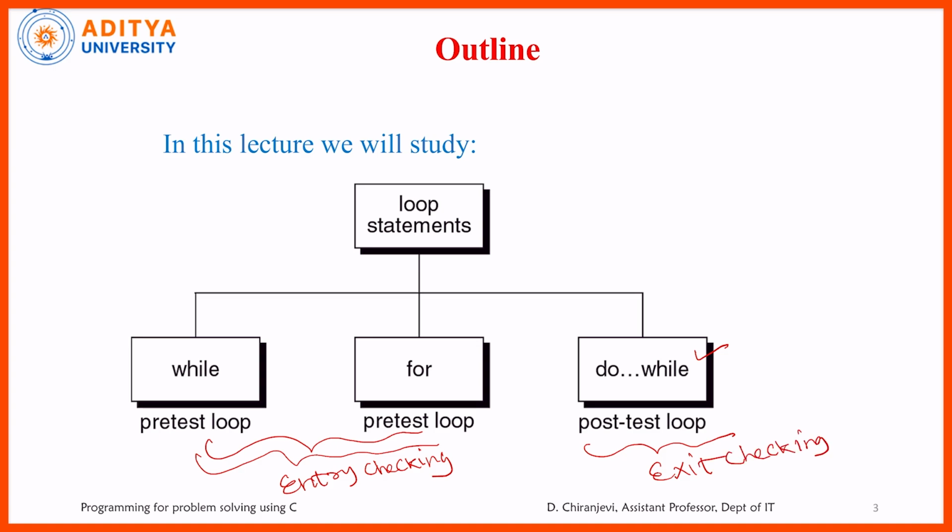These entry checking loops will check the condition first. If the condition is true, then control will be transferred to the body. If the condition is false, control will be transferred to outside the loop. In an exit checking loop or post-testing loop, at least one time it will execute the statements which are there in the do block, then it will check the condition. If the condition is true, again it will execute the statements in the do block, otherwise control will be transferred to outside the while loop.